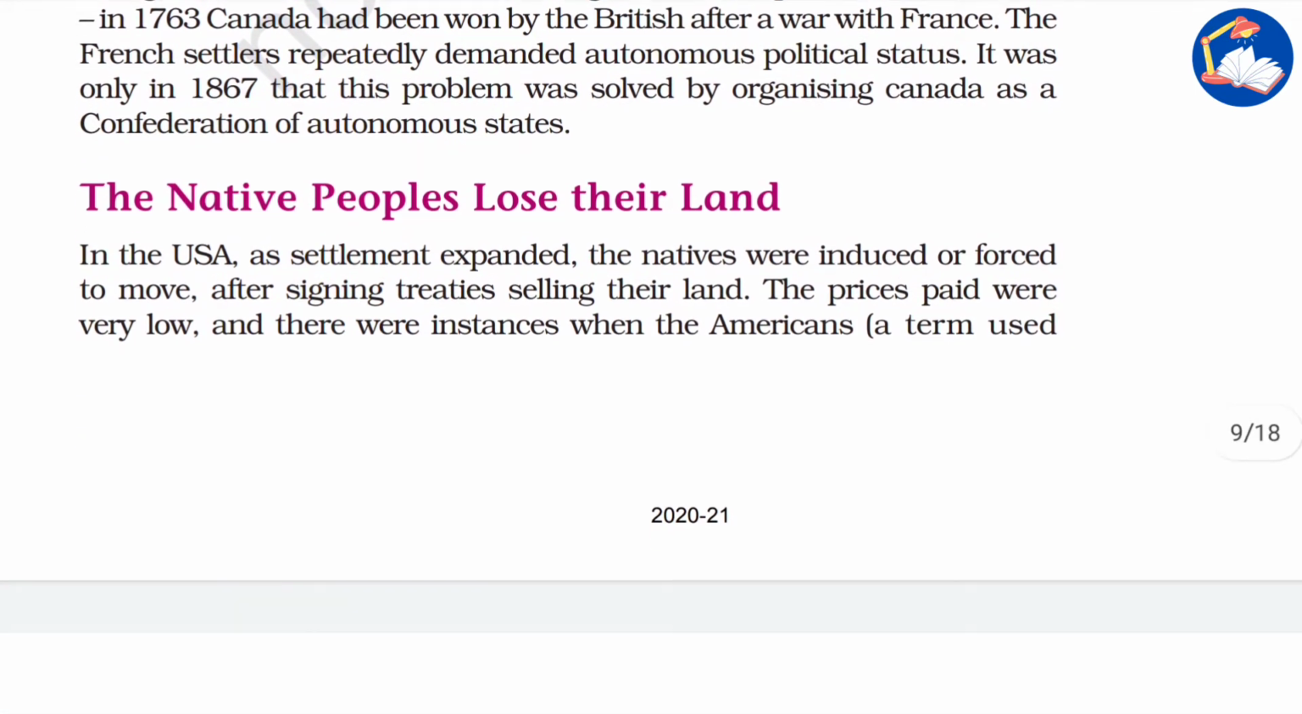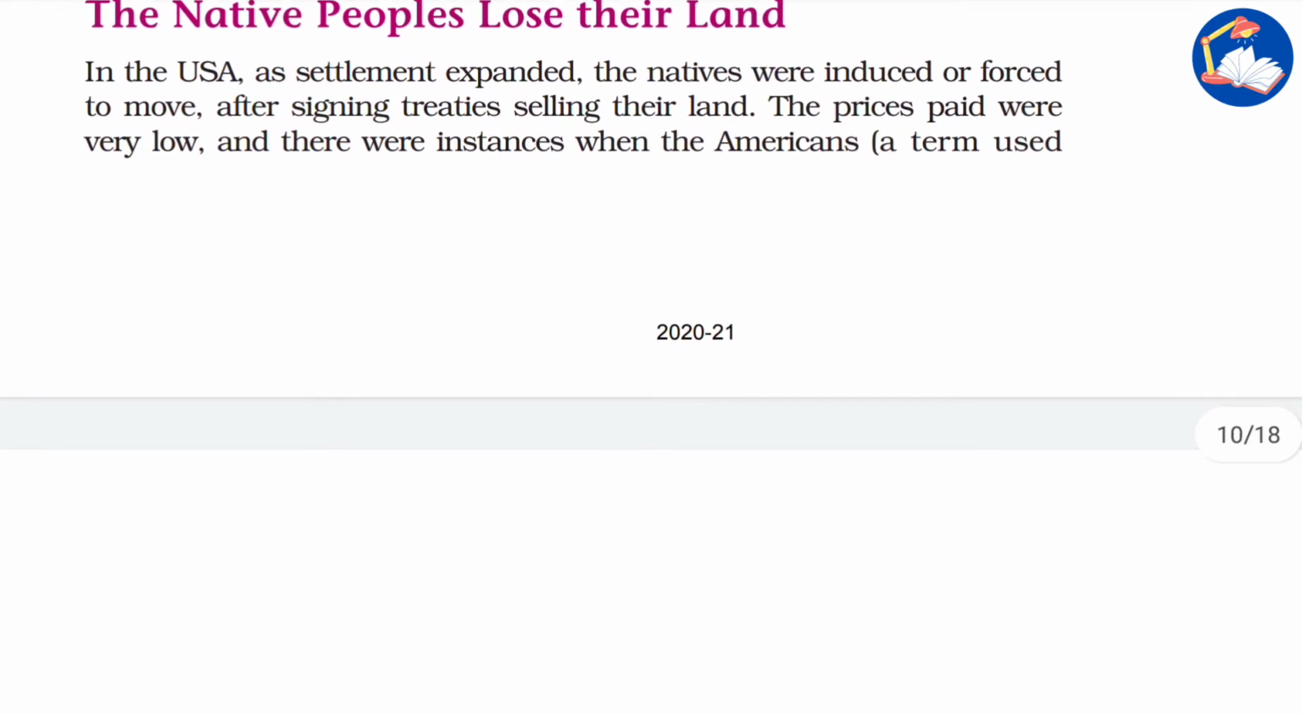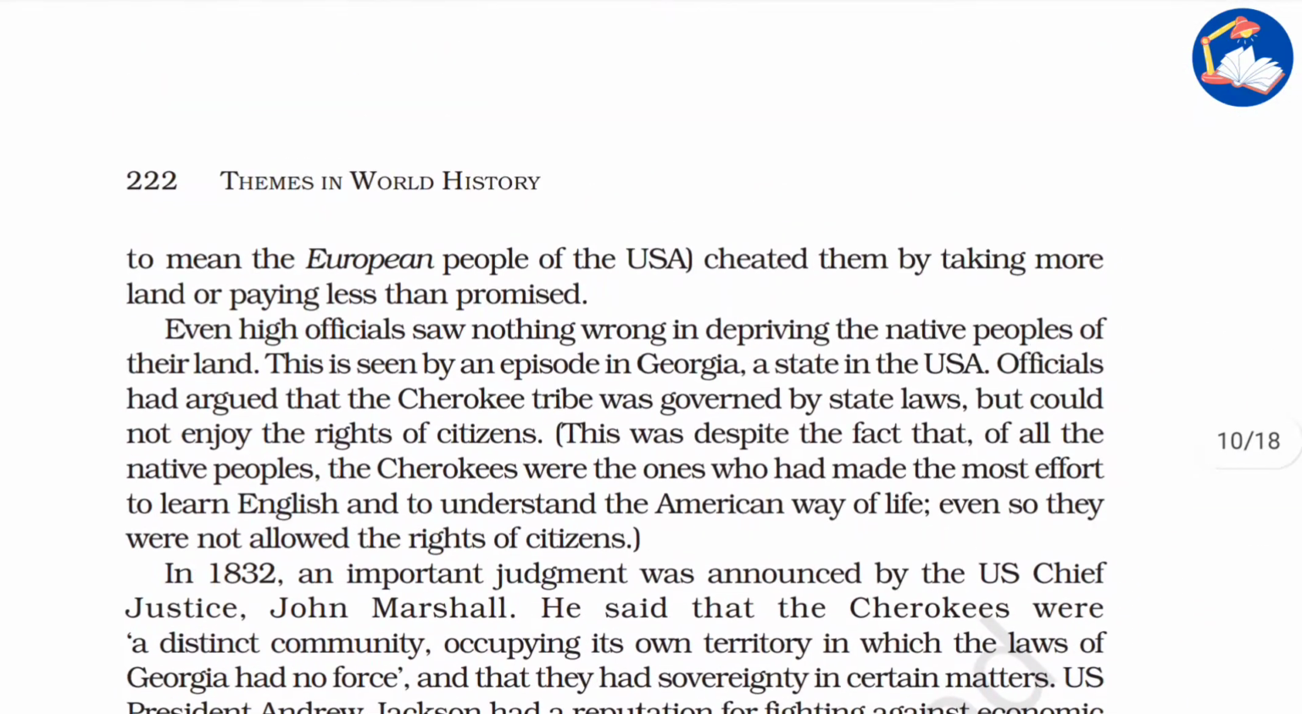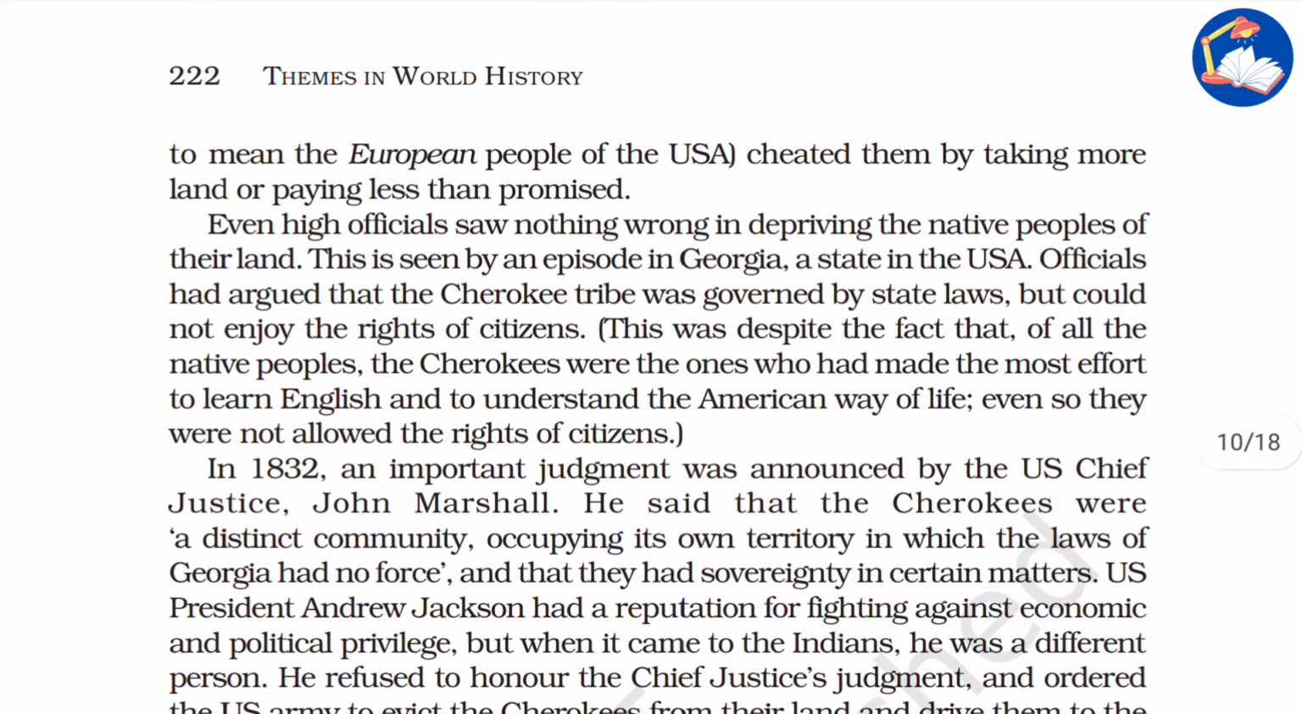Okay, native people lose their land. How the natives were thrown out or removed from their land. In the USA, as the settlement expanded, more land was bought up at lower prices. For instance, Americans cheated the natives.